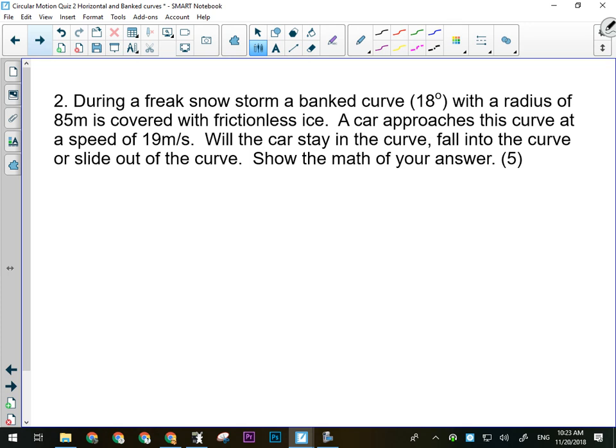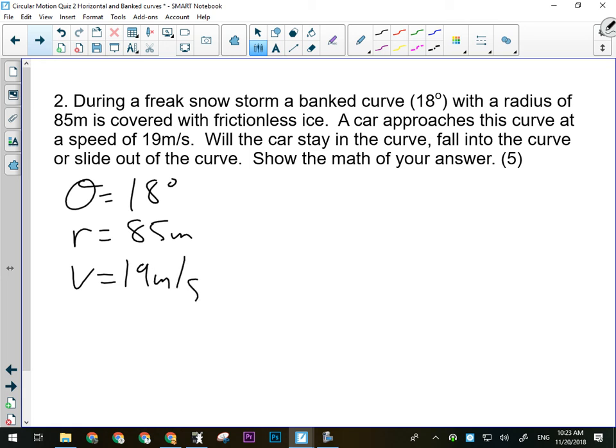So question number 2, we have this freak snowstorm and a bank curve with a radius of 85 meters. First off, we have theta, 18 degrees. We have a radius of 85 meters. It's covered with frictionless ice. A car approaches at a speed of 19 meters per second. So 1 mark for givens. What we want to find out is, will the car stay in the curve, fall into the curve, or slide out of the curve? And we need to show the math of our answer.